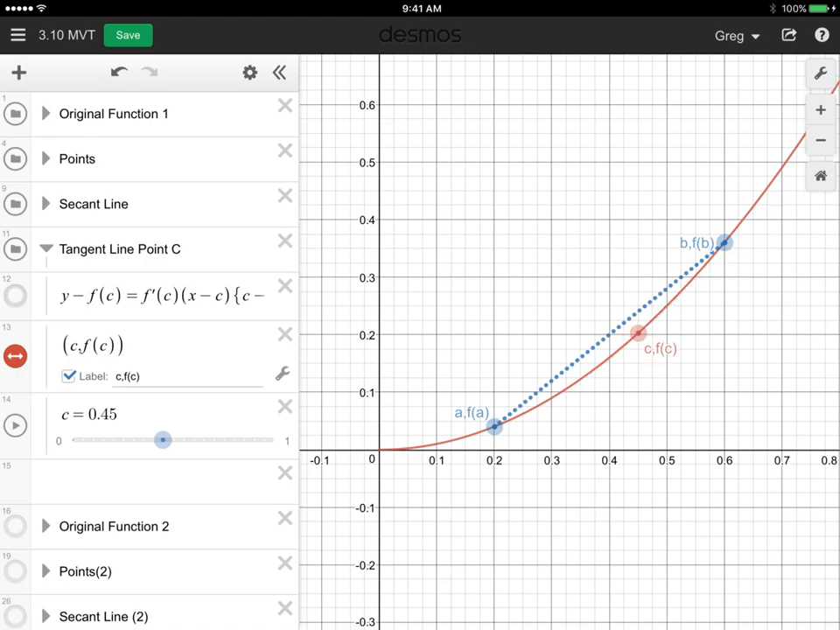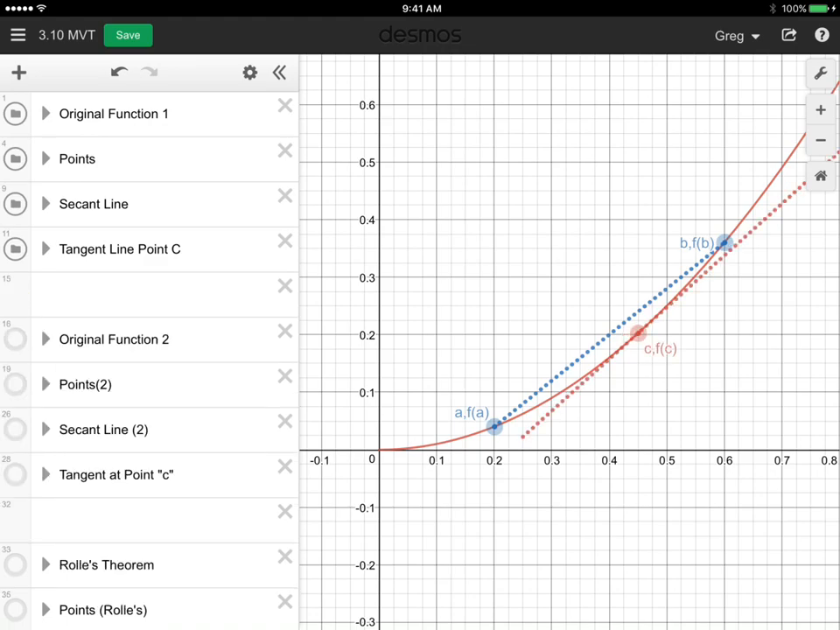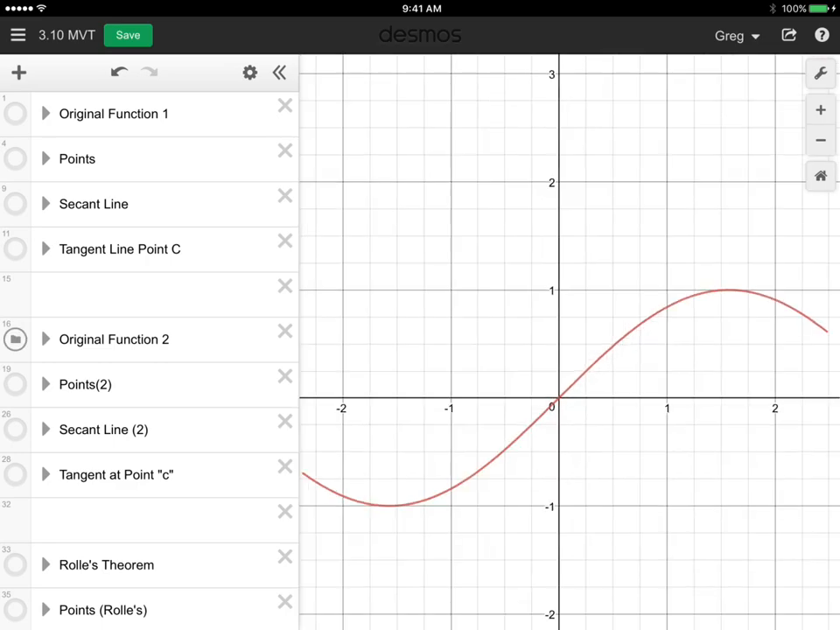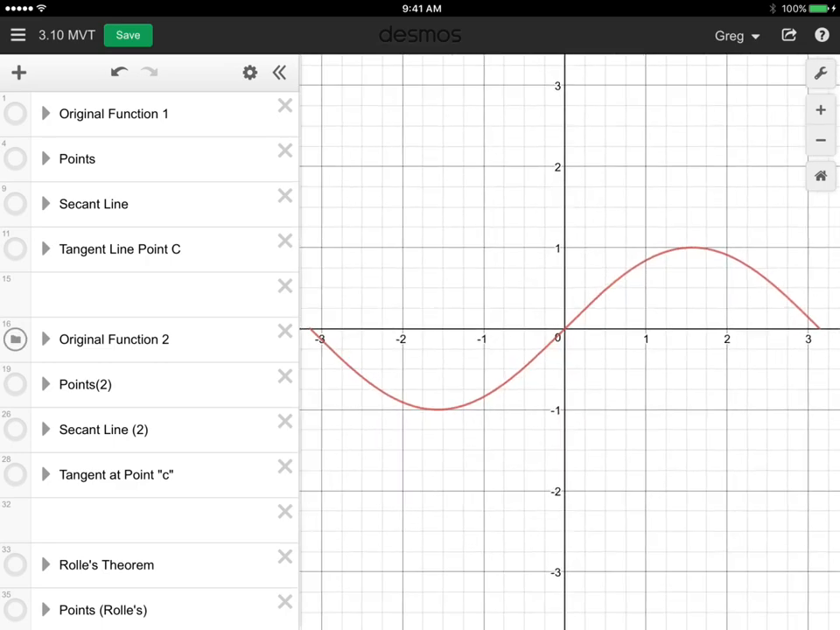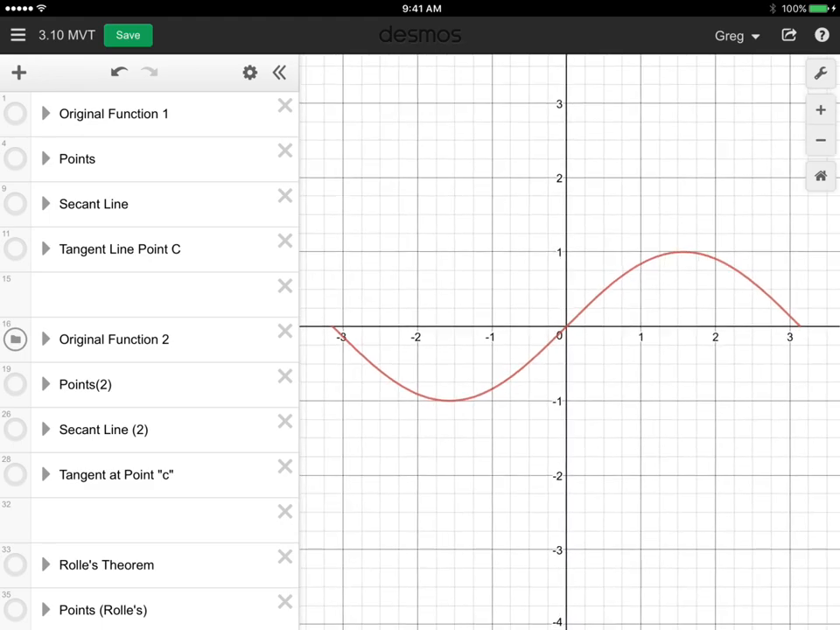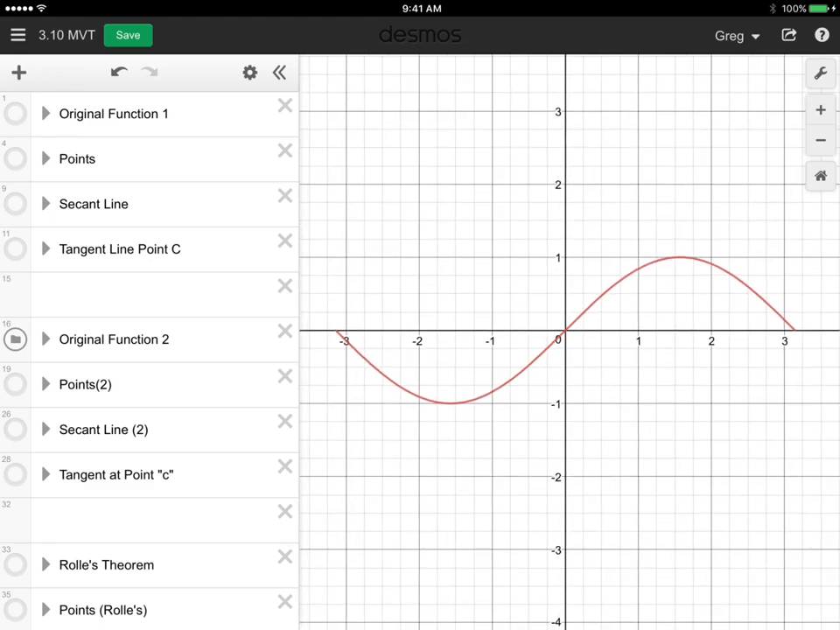Let's just look at another function so we can see the same thing. So I'm going to turn off the original function 1. We're just going to go to a new function. I'm going to get a better picture of it. This is part of a sine curve, just to limit our scope here. So if we pick 2 points on this graph, let's call them A and B, what we can find is the average change over that interval.